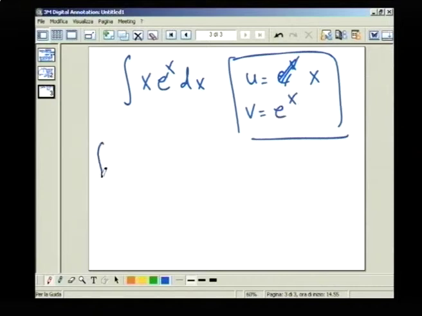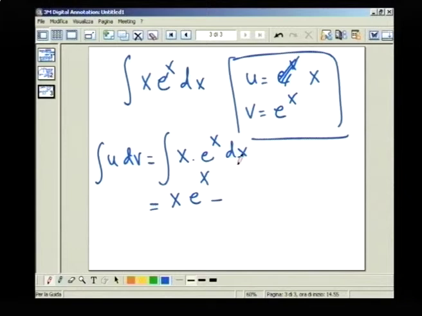Now let us calculate u dv. u dv is equal to the integral of u times dv. v is equal to e to the power x, so dv is equal to e to the power x dx. So actually, this is the integral you wish to calculate. This would be equal to u times v, which is x times e to the power x, minus the integral of v, which is e to the power x, du, which is dx. Now look how easy it is now.